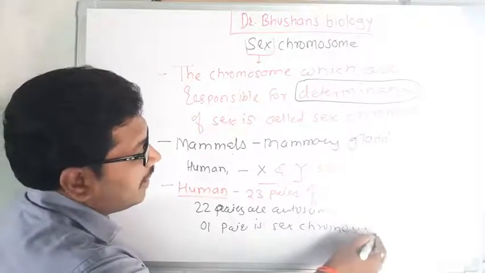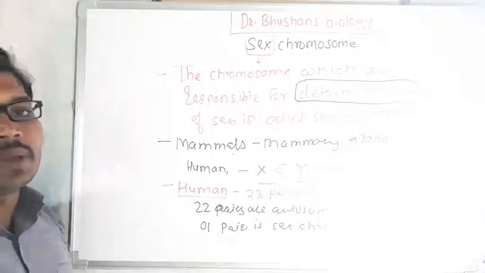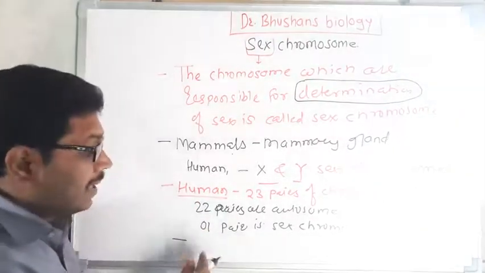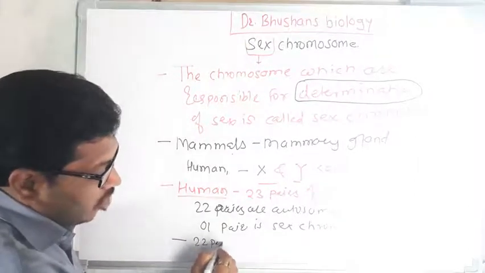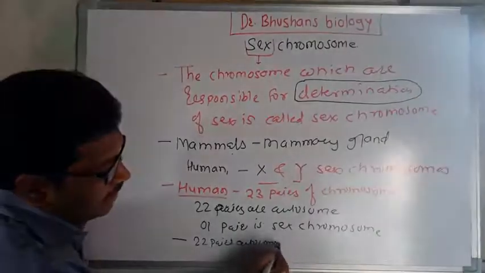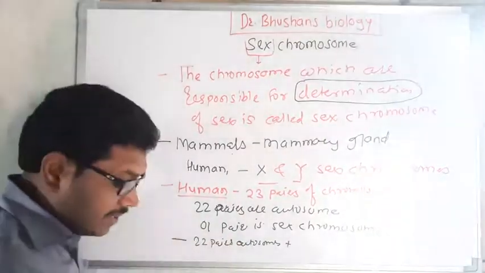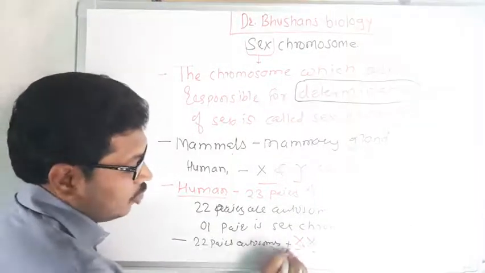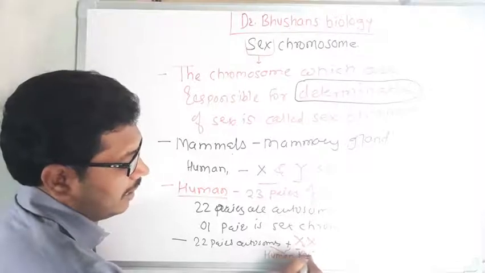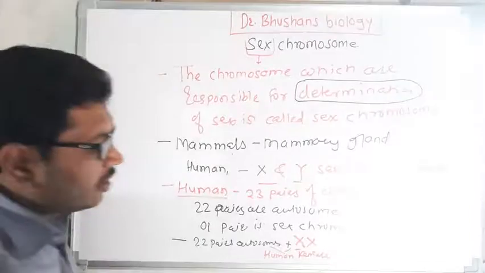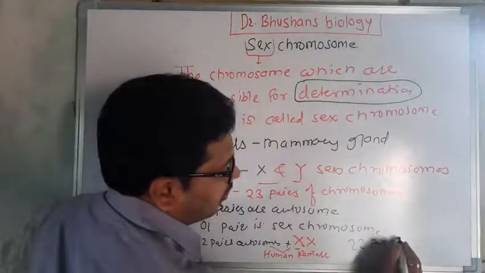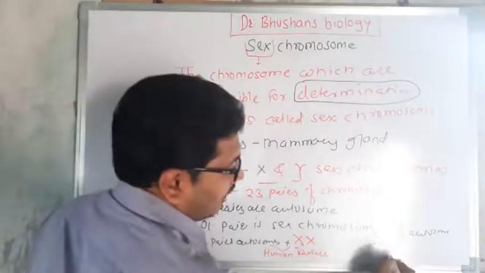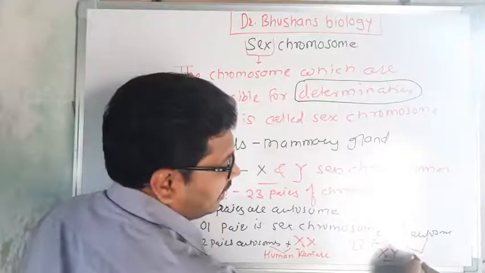Now, here we use the word determine. Determine means what? When we think about human female and human male, you can identify the human female on the basis of chromosomes: 22 pairs of autosomes and one pair of sex chromosomes, but that pair is XX type. If XX sex chromosome is present, then this is a human female. What about the human male? In the human male, there are 22 pairs of autosomes and X and Y is one pair, that is the sex chromosome. The XY pair is the sex chromosome, and then you can identify that it is a human male.